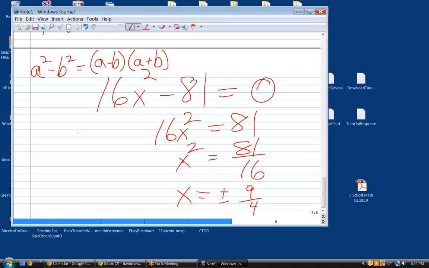So if I do it this easy way, but I forget to put the plus or minus, I'm going to lose half credit on the problem. If I do it by using the difference of perfect squares, I account for that plus minus automatically. Okay.